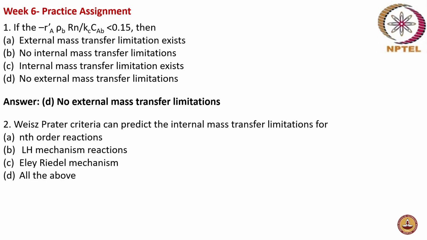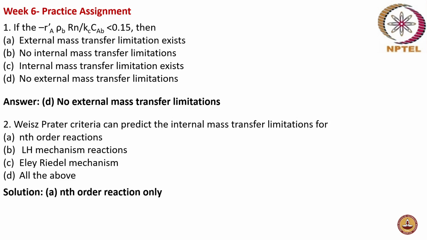Now question number 2. Weiss-Prater criteria can predict the internal mass transfer limitations for which of these following options? Whether it is A, for nth order reactions, or B, LH mechanism reactions, or C, Lee-Riddle mechanism reactions, or D, for all of the above. Which of the following is right? So the answer is it can predict the internal mass transfer limitation only for the nth order reaction.